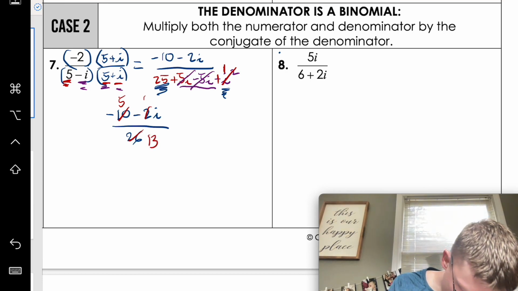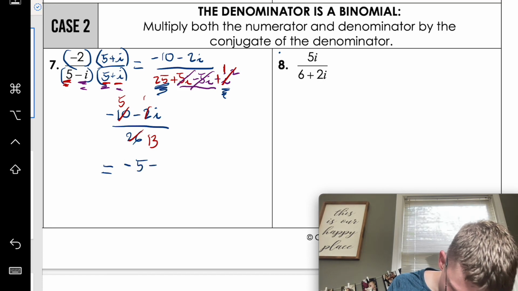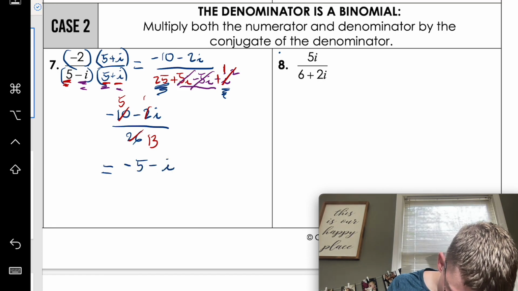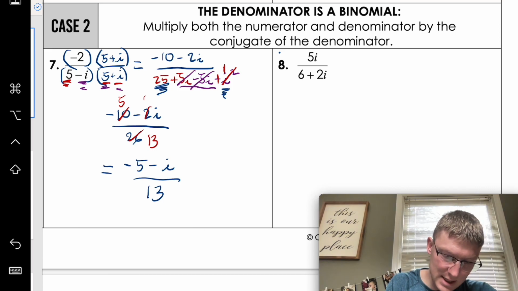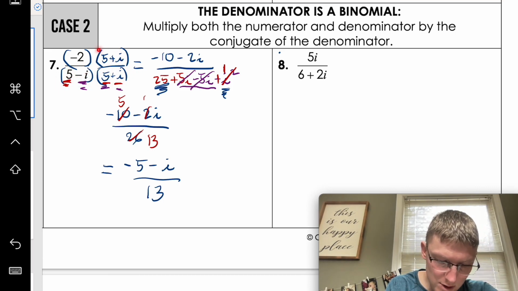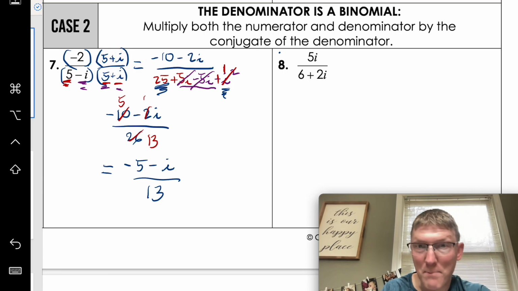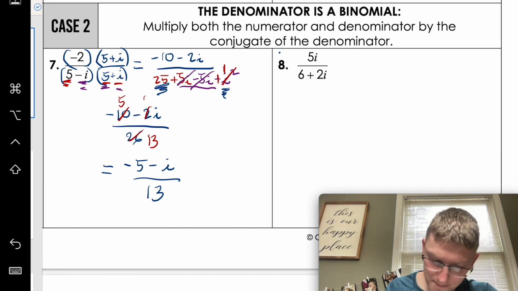So then, all things left over, -5 minus i over 13. So that's the trick. Find the complex conjugate, multiply by your fancy version of 1, and then math. So if we were to try number 8, let's do that.